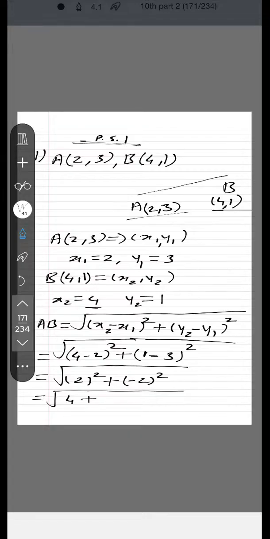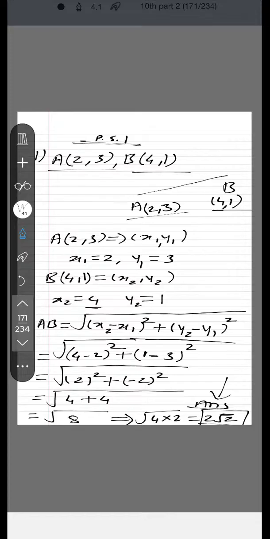The square of minus 2 is also what? Positive 4, so therefore 4 is there, which is equal to the square root of 8. That term I can simplify as the square root of 4 into 2, which is equal to 2 square root of 2, and here is the final answer. What is the distance between point A and point B? Here is the answer, 2 square root of 2, and this is how you have to solve.